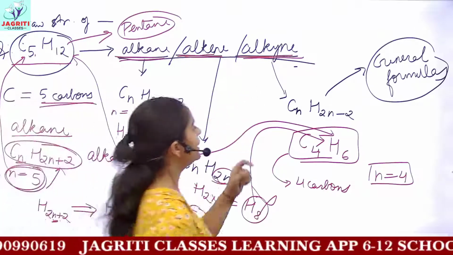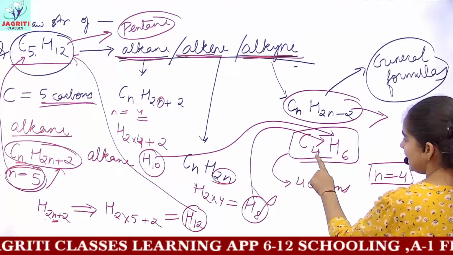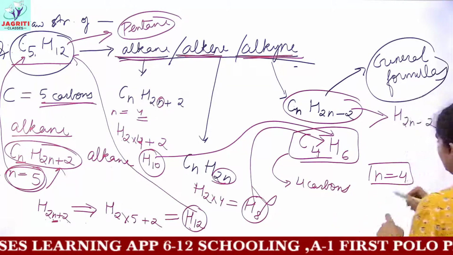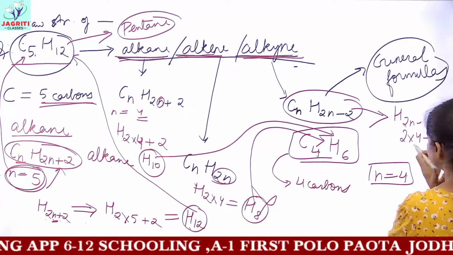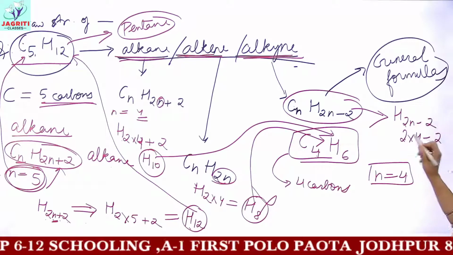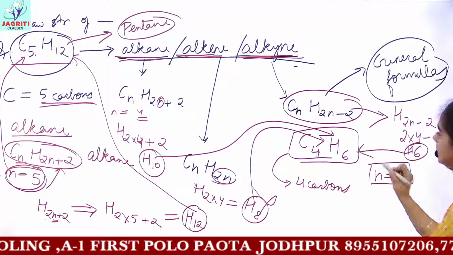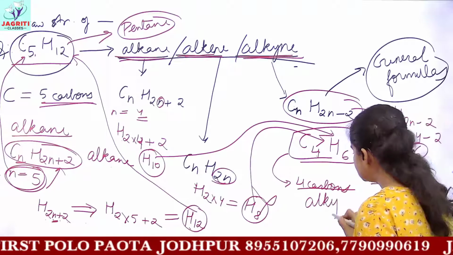Lastly, we are left with the formula of alkyne. Cn means n is 4 here. Put the value in H 2n minus 2. Putting n equals 4, we get 2 into 4 minus 2. 4 into 2 is 8 and 8 minus 2 is 6. So yes, we have H6 here. This means this is a 4 carbon compound and this is an alkyne.